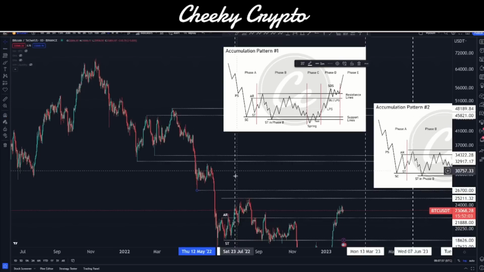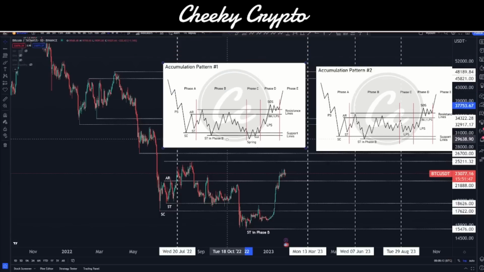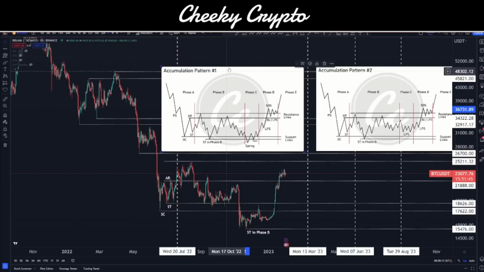And then, of course, people are saying that we've had our move upwards from our secondary test in phase B. However, we haven't gone above the automatic rally, right? This is lower than our automatic rally high, okay? And then people are now assuming that this down here is our selling climax. And I think you can all agree it doesn't work like that. It doesn't map like that.